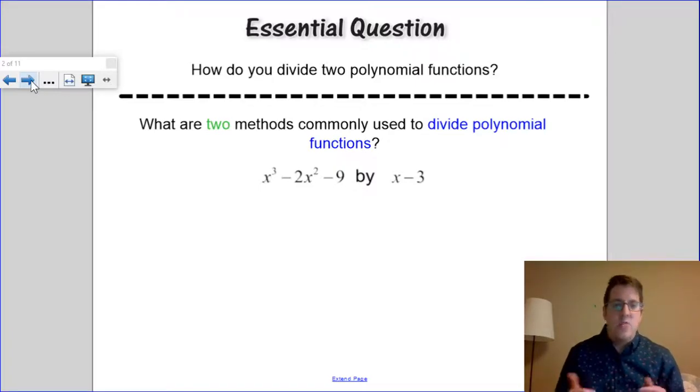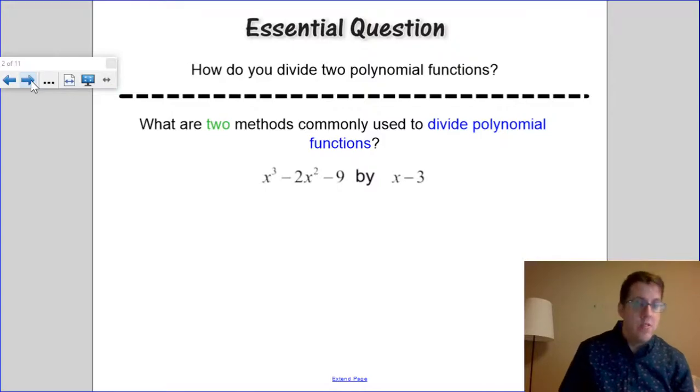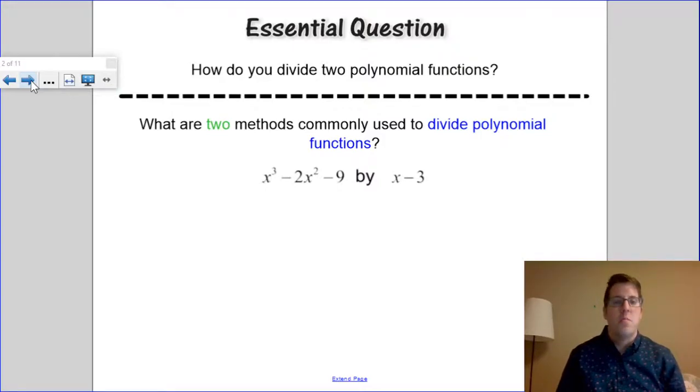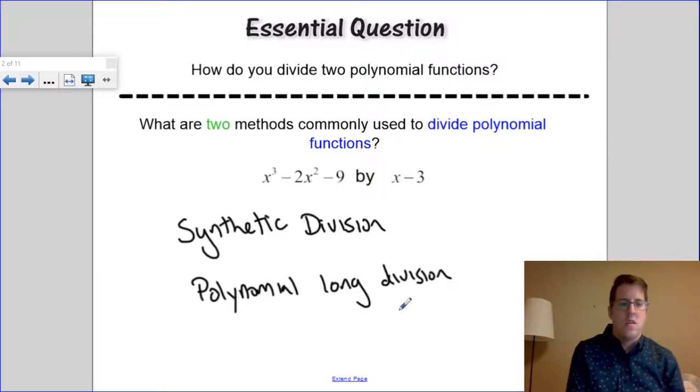Of course, in Algebra 1, you learned how to add, multiply, and subtract polynomial functions. But in most instances, in Algebra 1, you don't learn how to divide them. In your Algebra 2 class, you likely learned some ways to divide them. Some people learn synthetic division, some people learn polynomial long division, and some people learn both. So those are our two methods that we commonly use to divide polynomial functions.